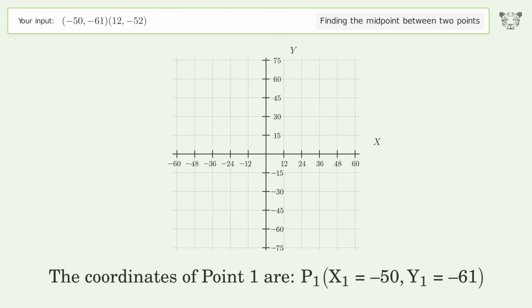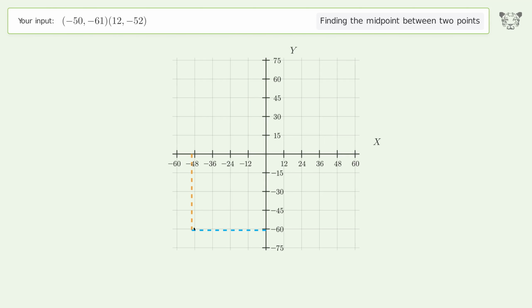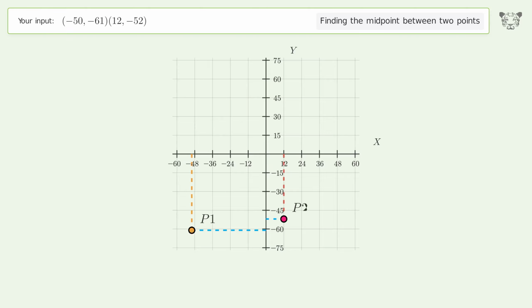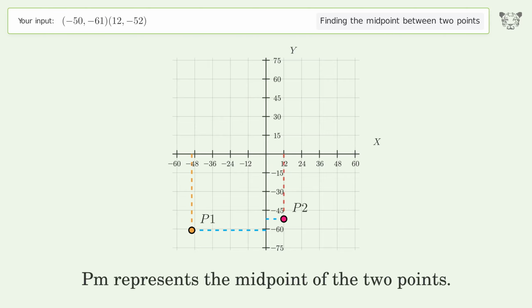The coordinates of point 1 are, x1 equals -50, y1 equals -61. The coordinates of point 2 are, x2 equals 12, y2 equals -52. PM represents the midpoint of the 2 points.